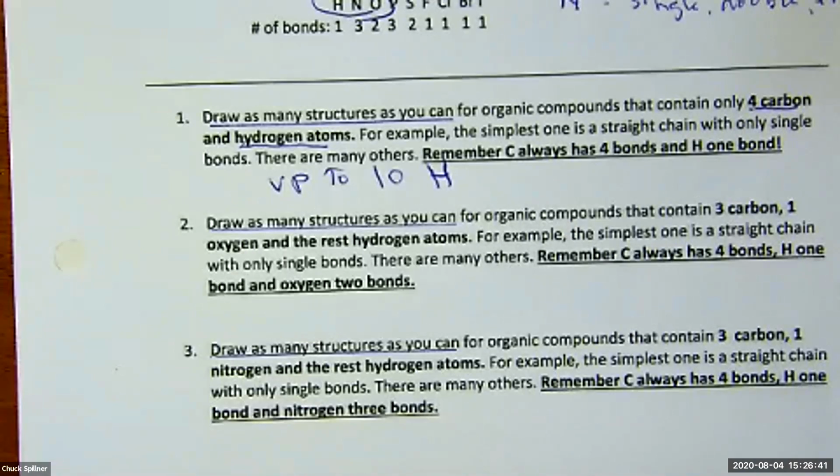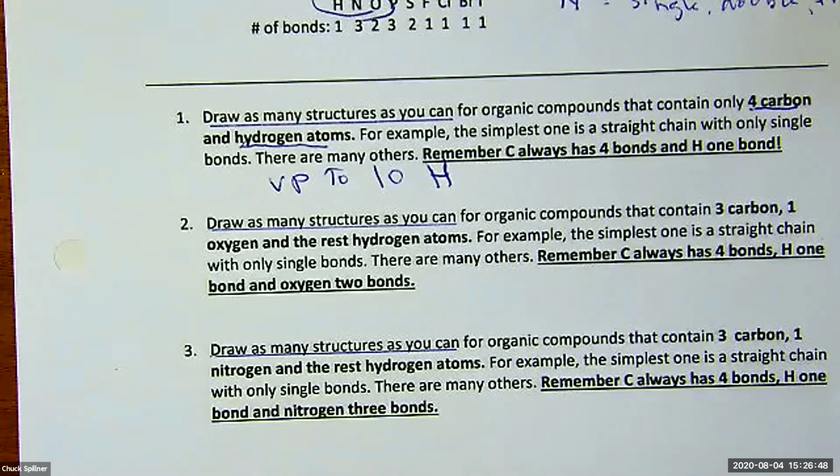So there's a lot of isomers. When you have 4 carbons, you can draw all kinds of isomers using single, double, and triple bonds. So I'll let you do that. I'll draw the first one.